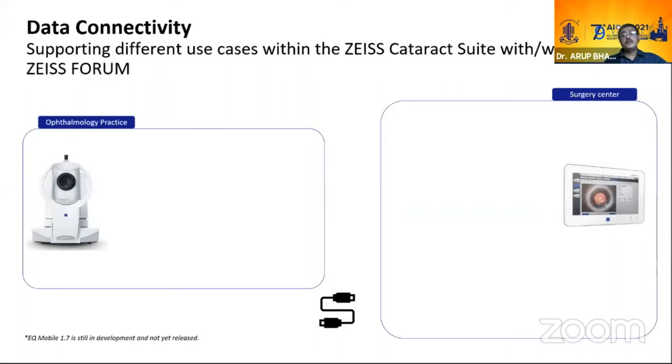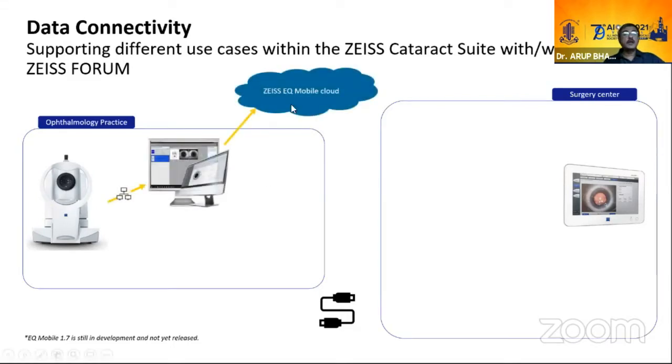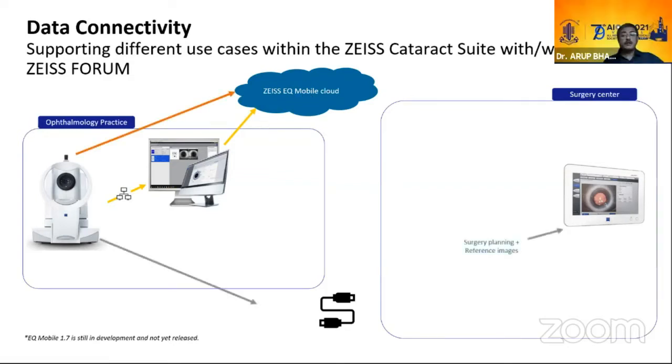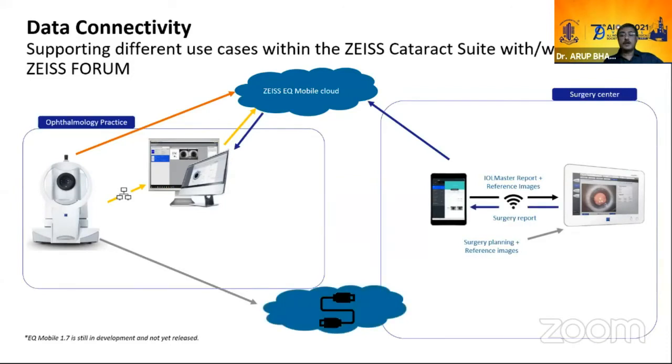So data connectivity is also a very, very important part of the IOLMaster 700. It captures the image. You can plan on the device, you can plan on the dock. You can transfer the data to the cloud. You can plan whenever on mobile, or you can pass this data into the OT, and you will be able to do the markerless surgery.